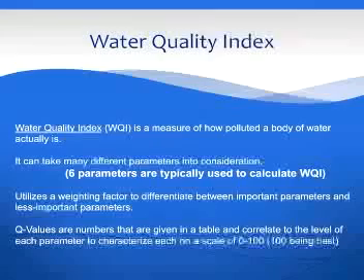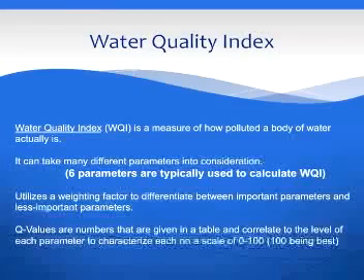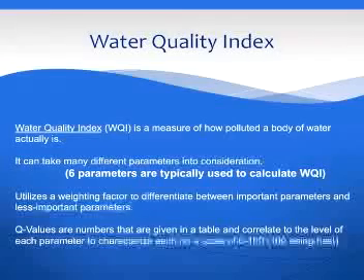So how do we quantify how good our water is based on the parameters that we just learned how to test for? Well, one way to do this is the Water Quality Index. It's a measure of how polluted a body of water actually is. Now, I can take many different parameters into consideration, but 6 is usually the minimum, and usually what we use to calculate the WQI.